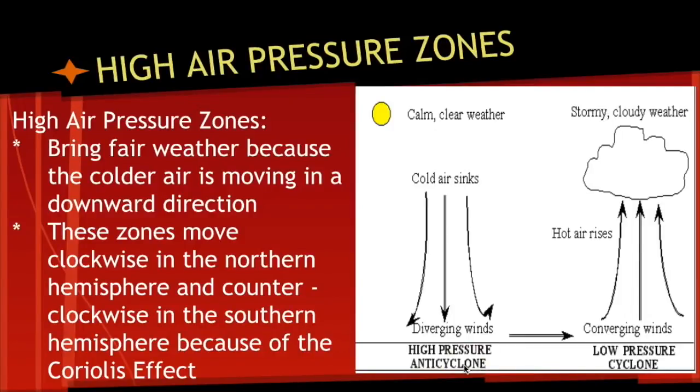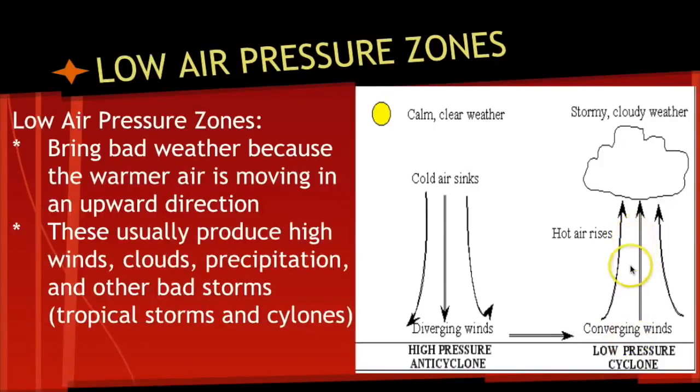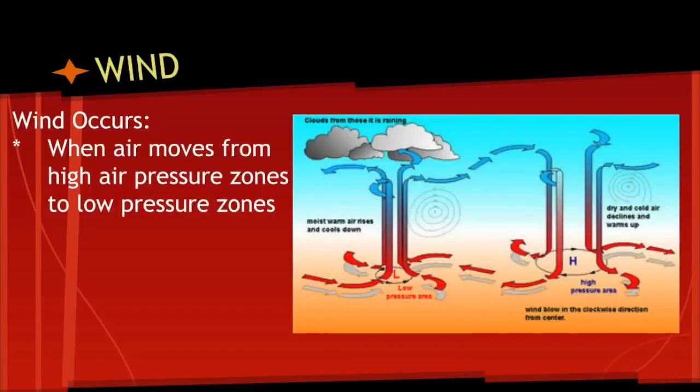Just remember that when we have high pressure zones, we have calm, clear weather. With low pressure zones, all of this hot air, all those gas molecules spreading apart, is rising, and because of that we've got a lower pressure area, and lower pressure means stormy, cloudy weather. So what does this all mean? Well, this is where we get wind. Wind occurs when air moves from high air pressure zones to low air pressure zones.